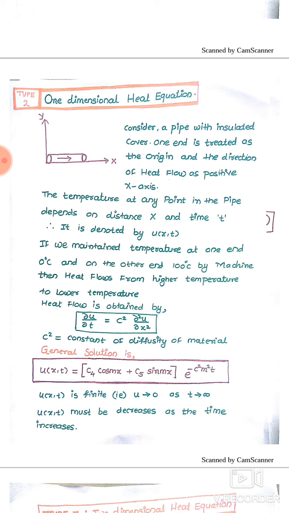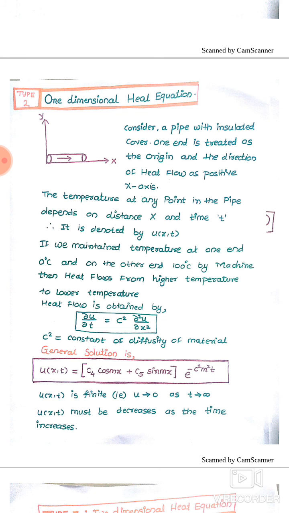If we pass the heat through this pipe, the heat flows from higher temperature to lower temperature. Suppose you maintain the temperature at one end at 0 and the other end at 100 degrees Celsius by a machine, what happens? Heat flows from higher temperature to lower temperature. That heat flow can be found by using a partial differential equation.